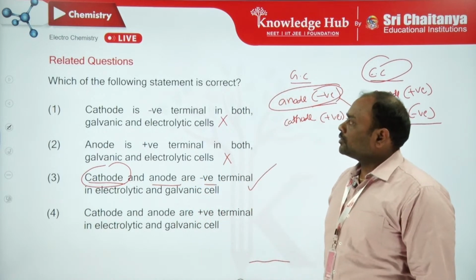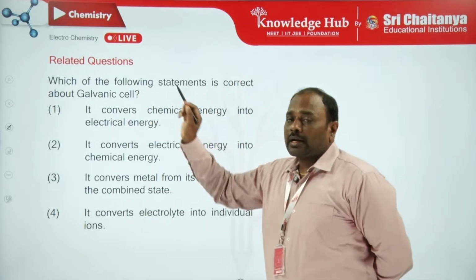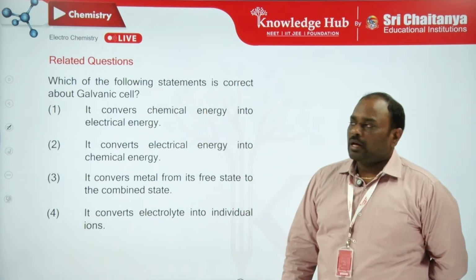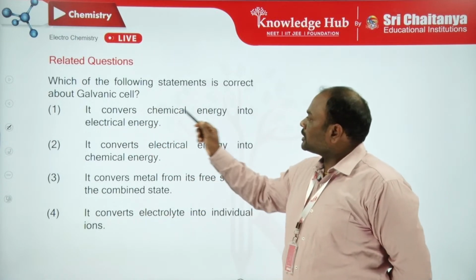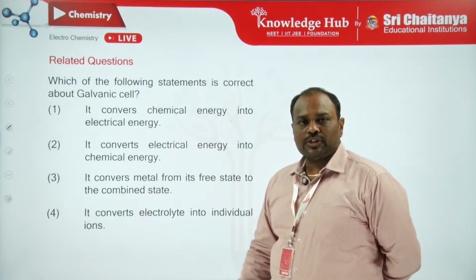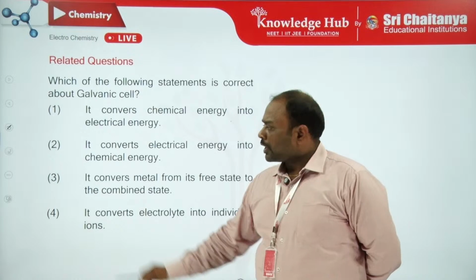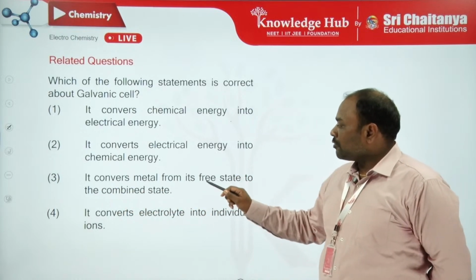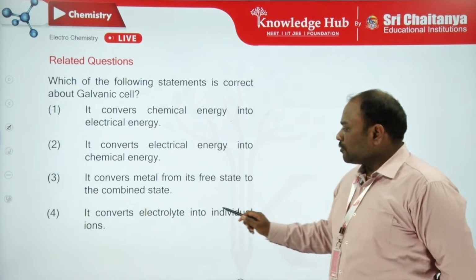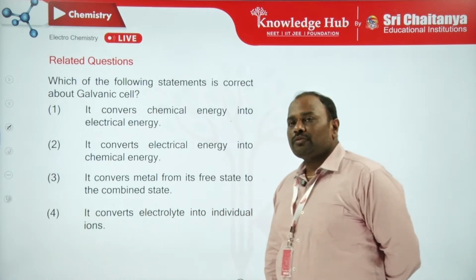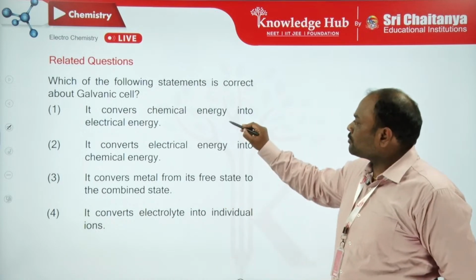Go for the next. Which of the following statements is correct about the galvanic cell? See the four options. What is the first option? It converts chemical energy into electrical energy. Second, it converts electrical energy into chemical energy. Third, it converts metal from its free state to combined state. Fourth, it converts electrolyte into individual ions. So what is the correct statement? The correct statement is the first one.